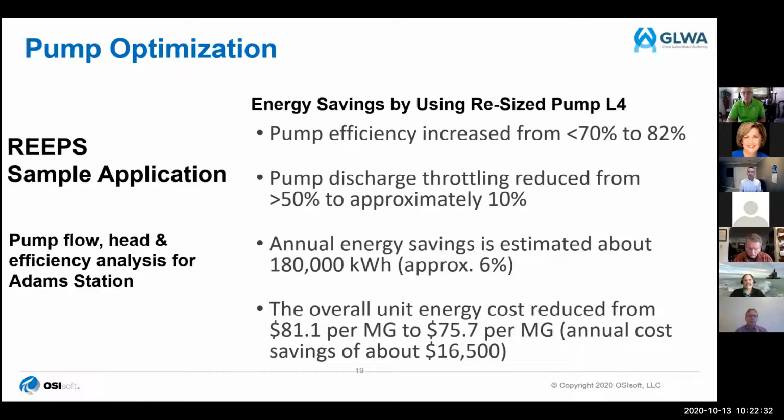In fact, they might not have needed servicing for a year, or some of those pumps needed servicing 2 months ago, right? So if you take a look at some of these results from Great Lakes Water Authority, we can see that they're saving approximately 6% on their energy costs, which is fantastic.